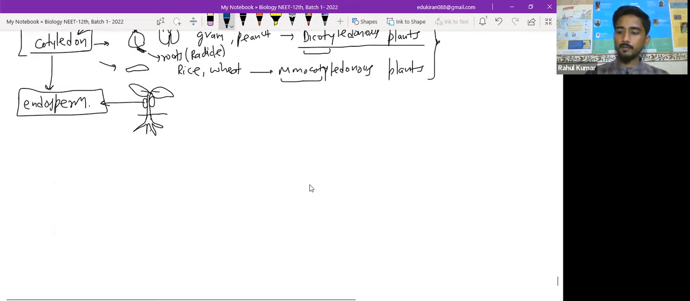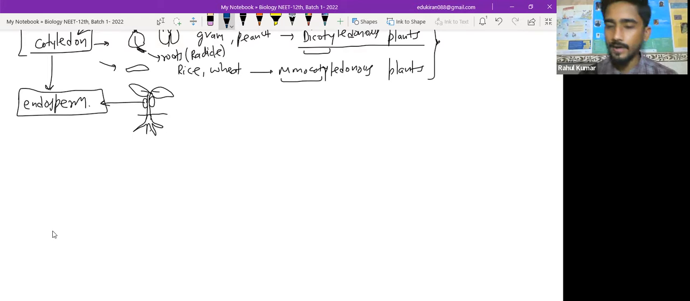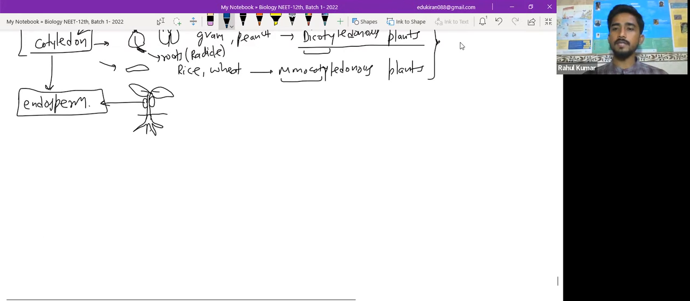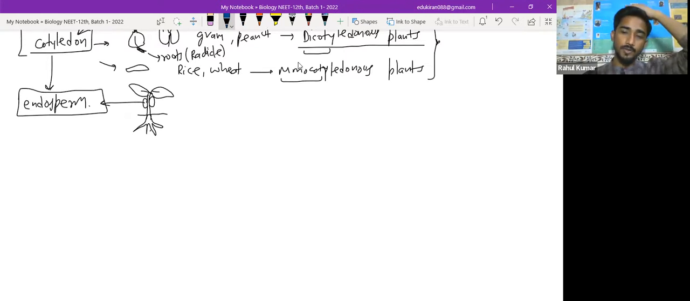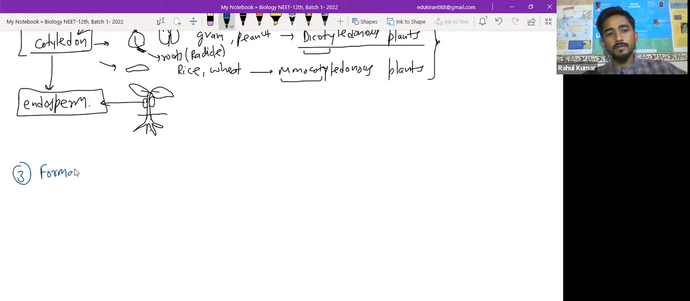So today we'll come to the third stage. Till now we have seen how pollination happens. We have also seen after pollination how the zygote is formed and how the endosperm is formed. So there are two things formed, an embryo and an endosperm. They both are growing. Now the third stage that we'll be talking about today is formation of fruit and seeds.